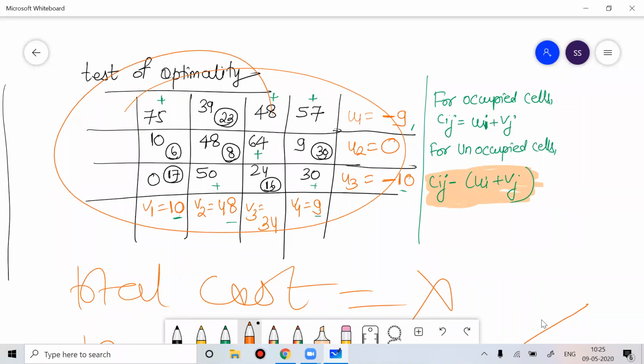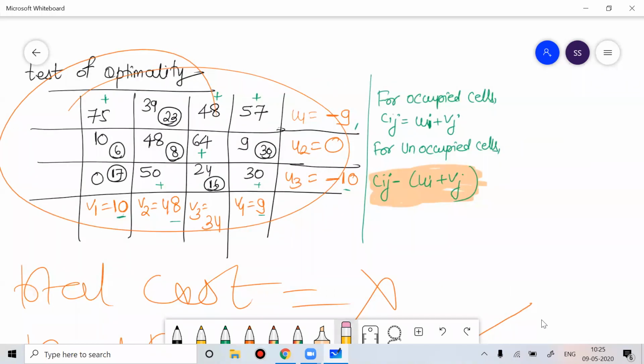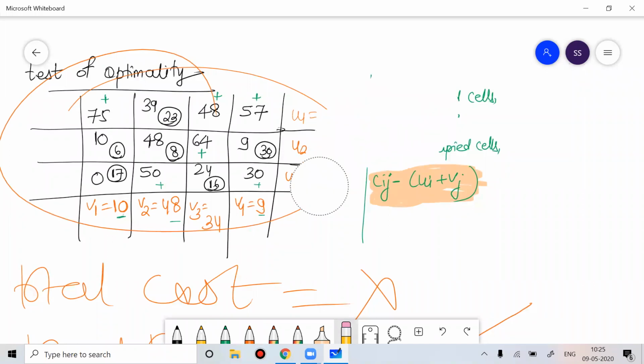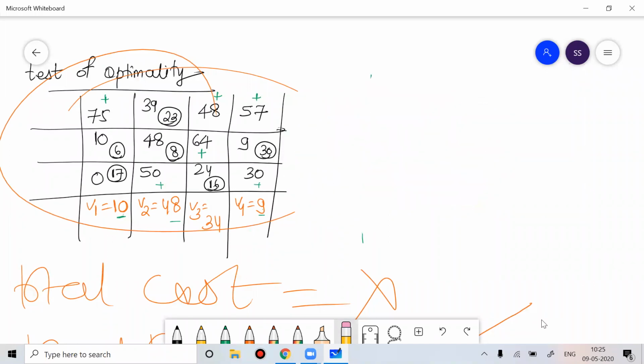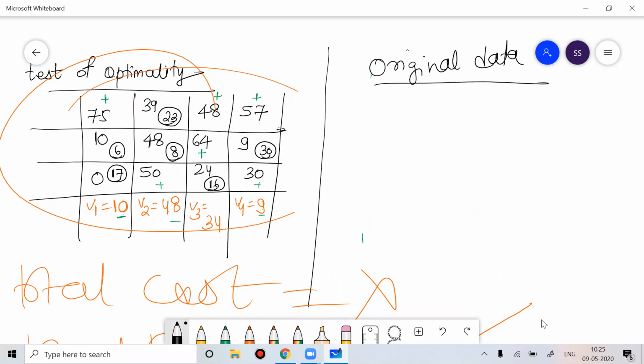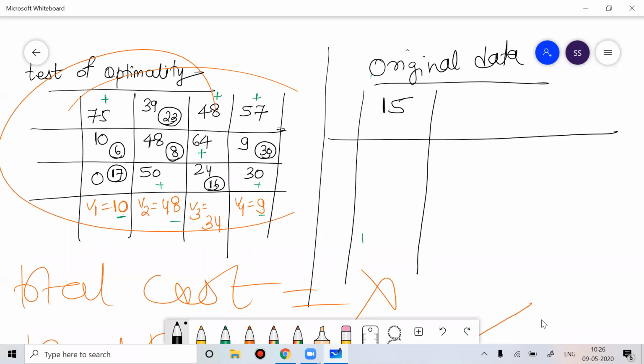So what you do, write down the same problem again, the problem you got in the beginning. Write down your original problem, your original data. So the original data for the problem, write down that original data. That was 15, 51, 42, 33.